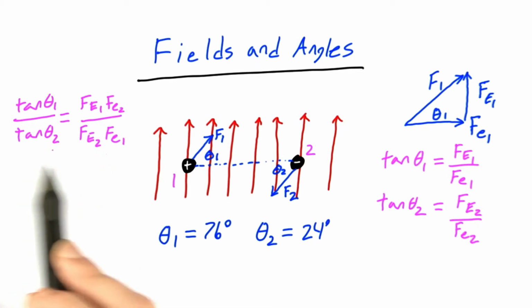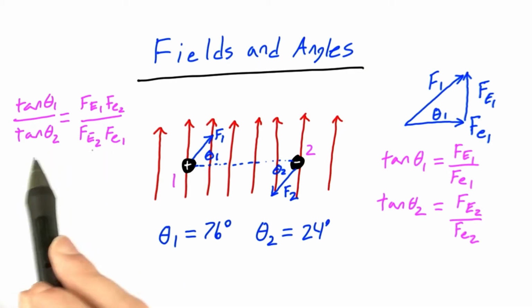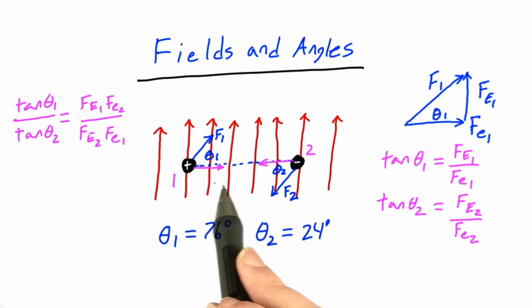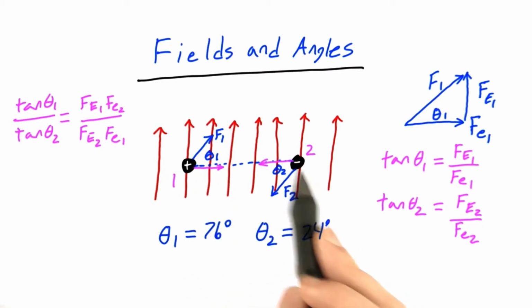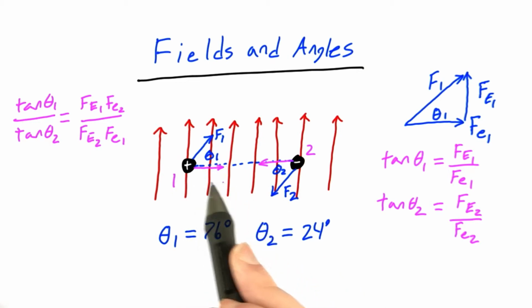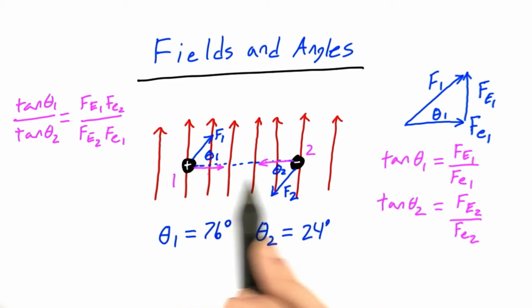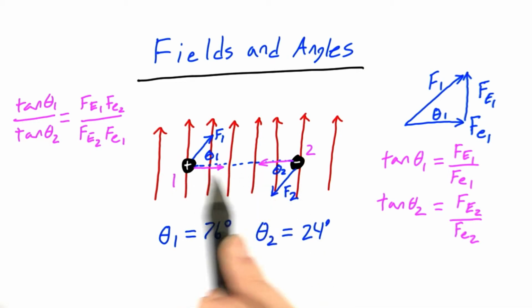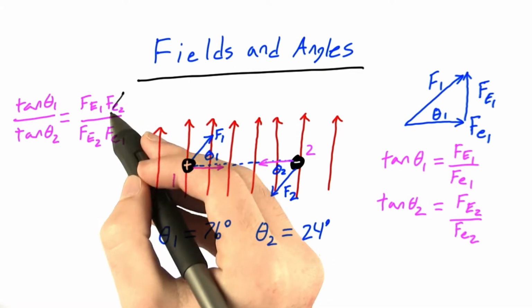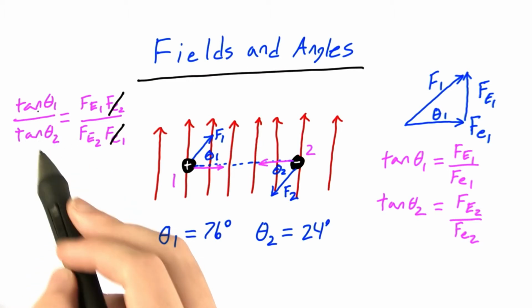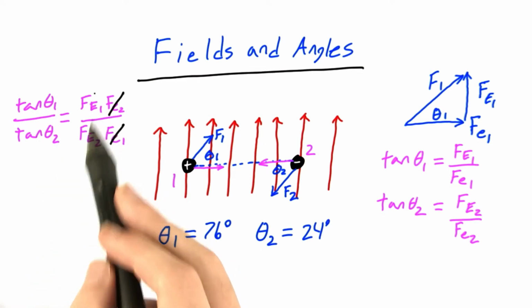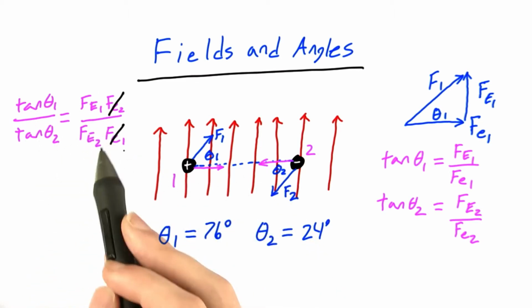Now, in order to clean things up a bit here, we need to make one key observation. We know from Newton's third law that when this positive charge pulls on this negative charge, the negative charge pulls back on the positive charge with an identical force. This means that these horizontal forces must be exactly the same. So we can actually cancel out these two force terms here. This gives us that the ratio of the tangents between the two angles is equal to the ratio between the forces the two particles feel from the electric field.